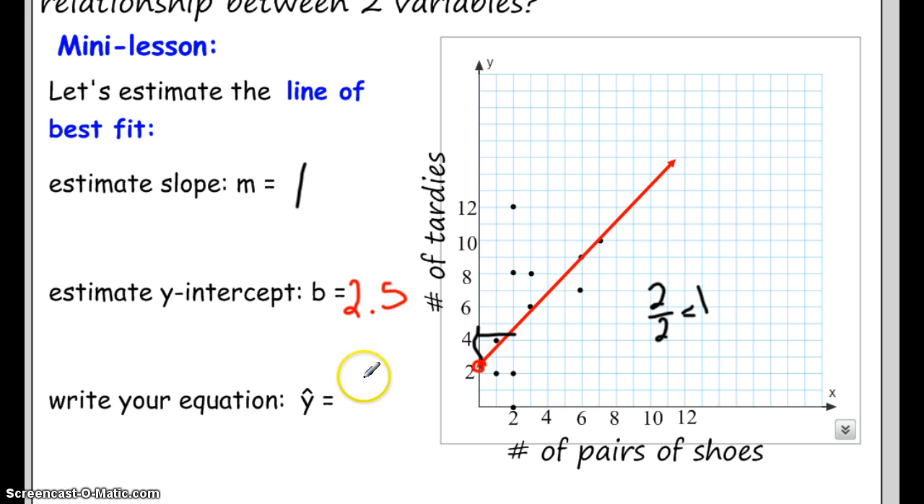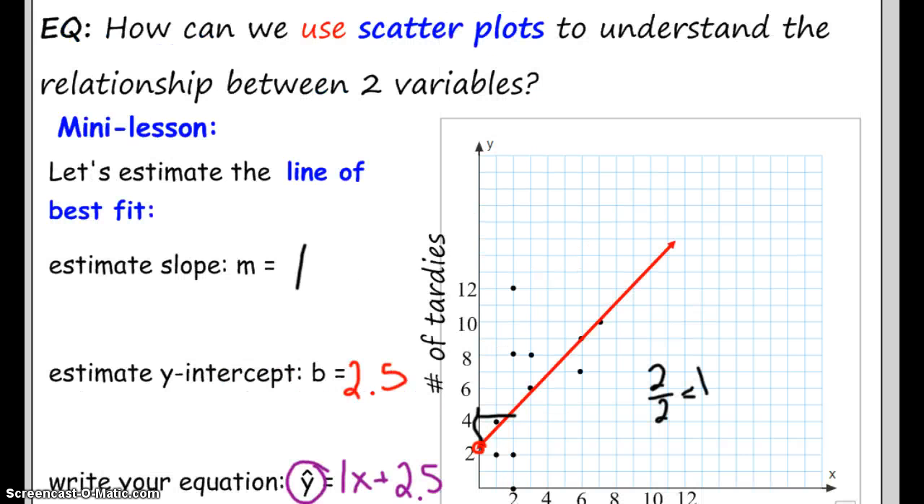Now, again, we're just approximating our line of best fit, so we're just going by what it looks like. In a moment, we'll use technology to see what the exact one is. So we're going to write our equation, which is y equals the slope, 1, x plus our y-intercept, which is 2.5. Now, if you notice, our y has an extra little mark on it. This is called y hat. We're going to use that when we use the line of best fit or the predicted equation because it's not an exact fit. So our line of best fit that we got was y hat equals 1x plus 2.5.